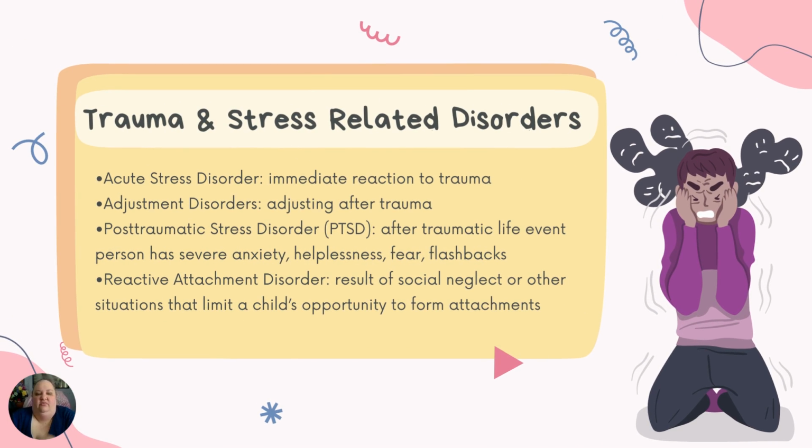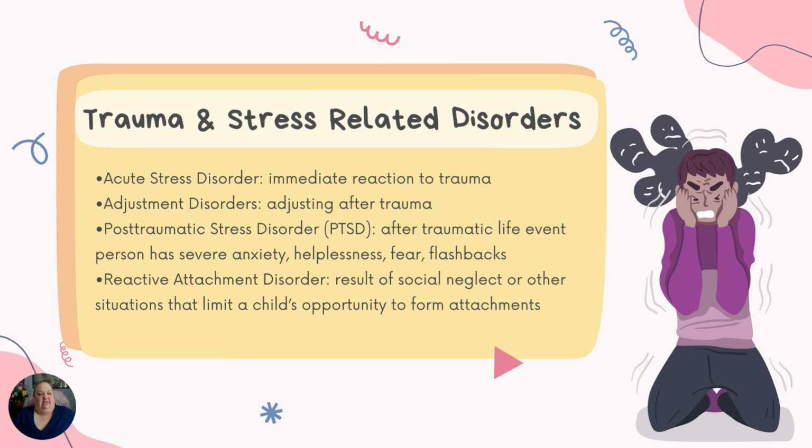All right, so some trauma and stress-related disorders. You have acute stress disorder, immediate reaction to trauma. You have adjustment disorder, again, adjusting after trauma. You have post-traumatic stress disorder, or PTSD. After a traumatic event, you have anxiety, helplessness, fear, flashbacks, all of those. Reactive attachment disorder. This is generally in younger people, like children. It results from social neglect and other situations that limit a child's opportunity to form attachments.